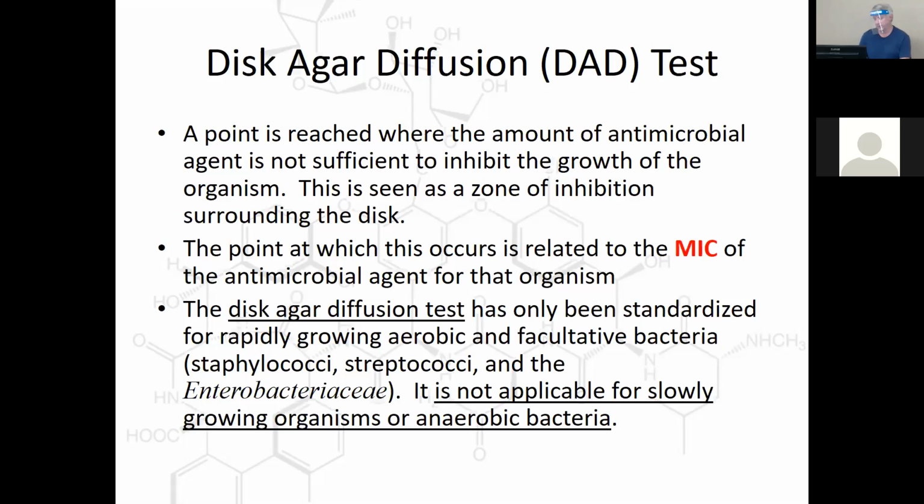The point at which this occurs is related to the MIC. MIC is what? Minimal Inhibitory Concentration, exactly. The disc agar diffusion test has only been standardized for rapidly growing aerobic facultative bacteria such as staph, strep, and Enterobacteriaceae. So our main ones, very rarely do you fall out of that group, right? Staph, strep, and the enterobacs. It's not applicable for the slow growing or anaerobic bacteria.